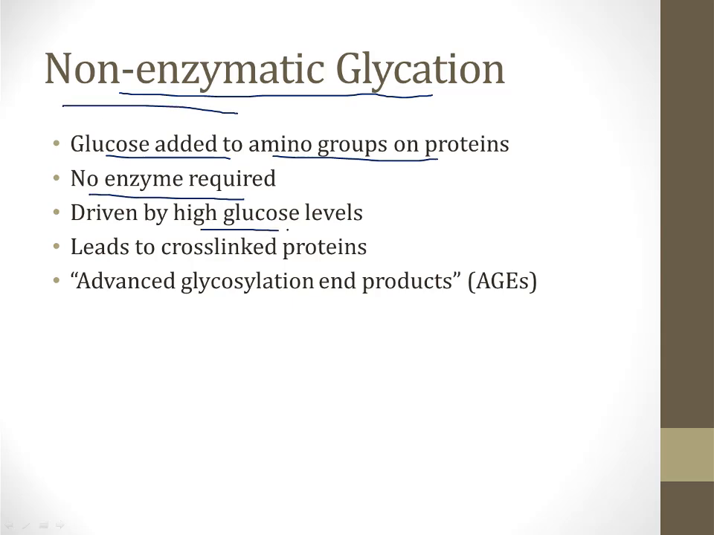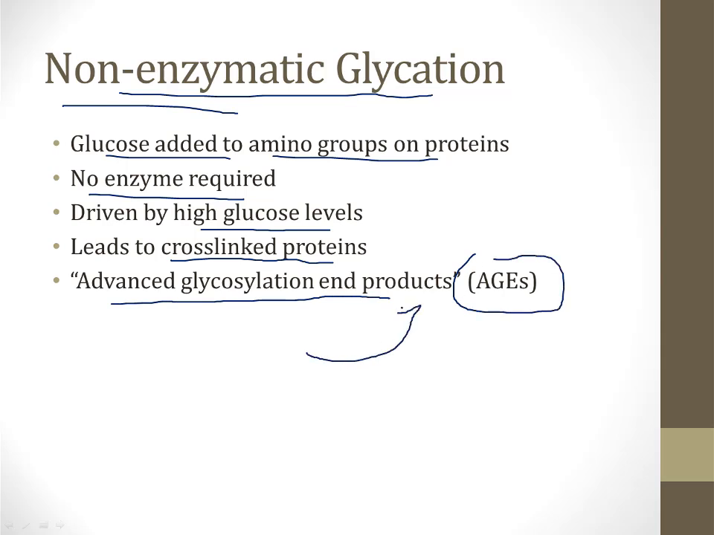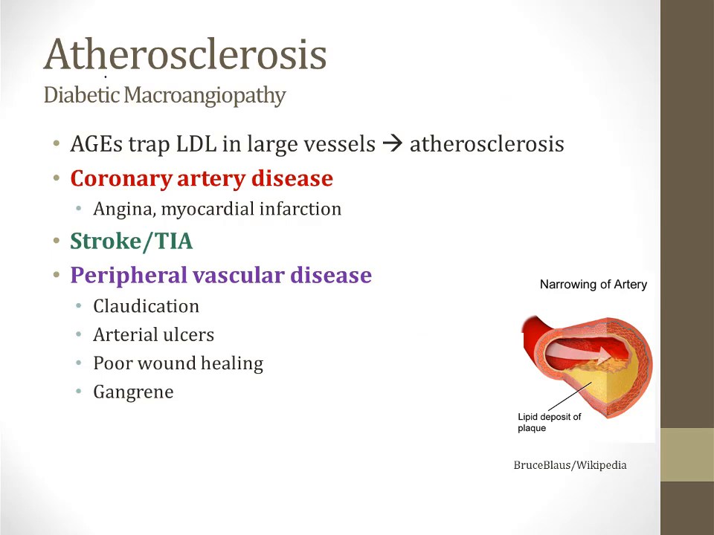It's driven by high glucose levels, so chronically elevated glucose levels lead to more non-enzymatic glycation. The glycated proteins can become cross-linked, and this can lead to substances called advanced glycosylation end products, or AGEs, and these underlie the pathophysiology of many of the complications of diabetes. AGEs have been shown to play a role in the development of atherosclerosis among diabetics. This is sometimes referred to as an example of diabetic macroangiopathy because this disease process involves the large blood vessels. AGEs have been shown to trap LDL in large blood vessels, and this can lead to atherosclerosis.